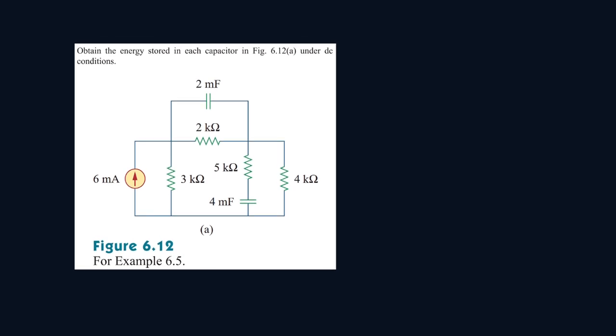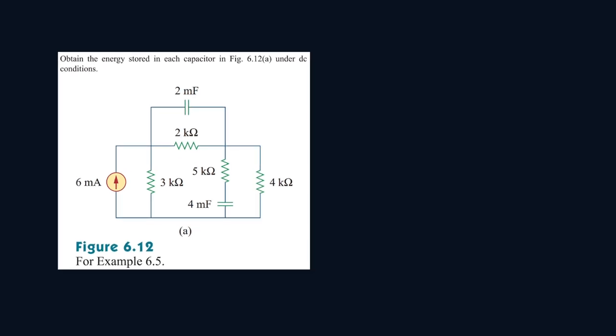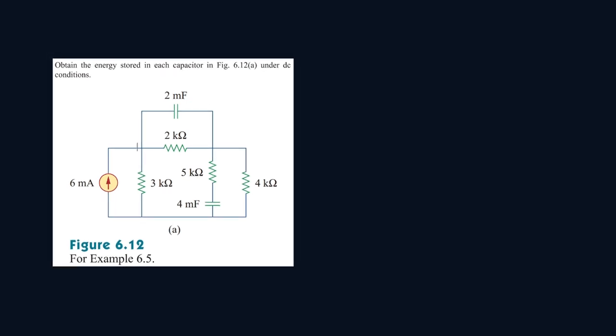Okay, so for this circuit, we have to find the energy obtained in each capacitor. So this is something new here. We have this capacitor, and first we're going to start off by trying to find out what the current may be passing through this capacitor. Well, the current passing through will actually be zero because of this formula.